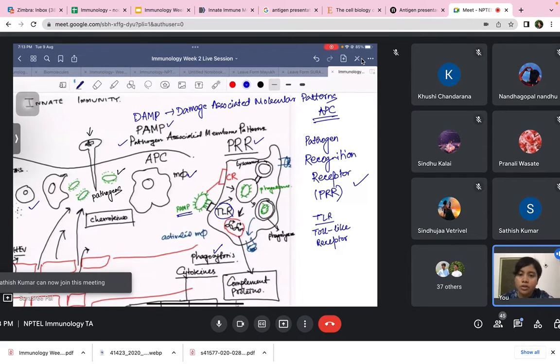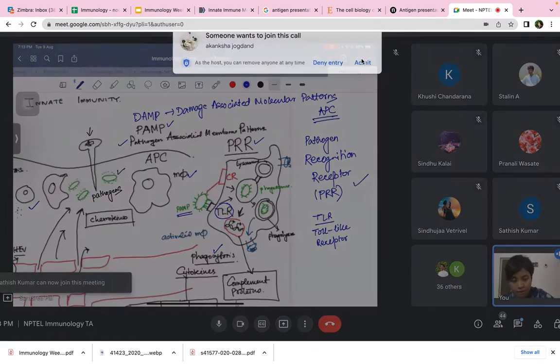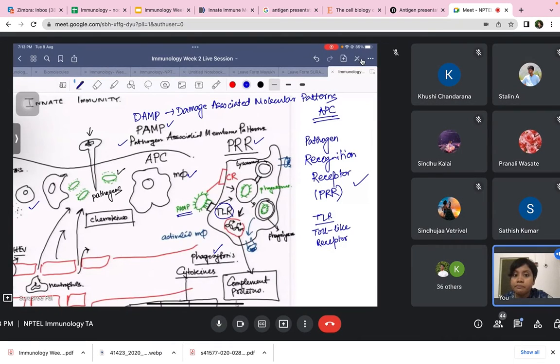So the macrophage not only phagocytoses the pathogen by recognizing it with these PRRs, but also it can present these chopped up antigens to other types of cells, and by which they interact with these other types of cells, right?